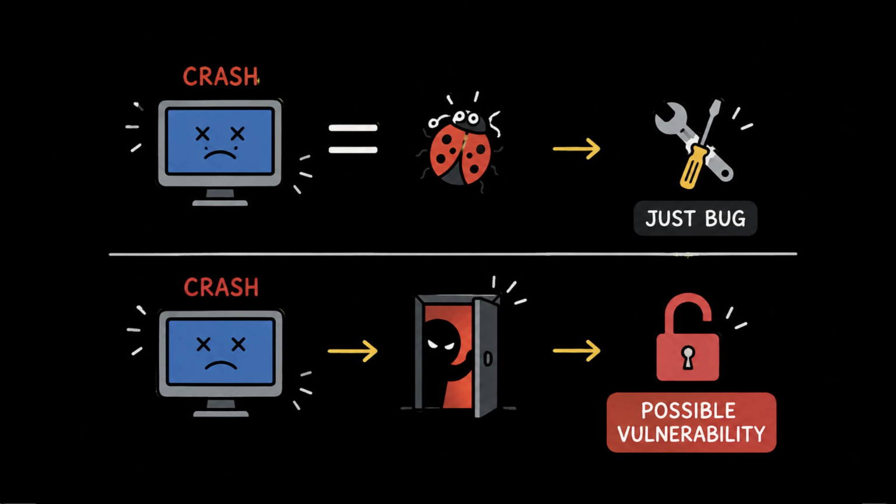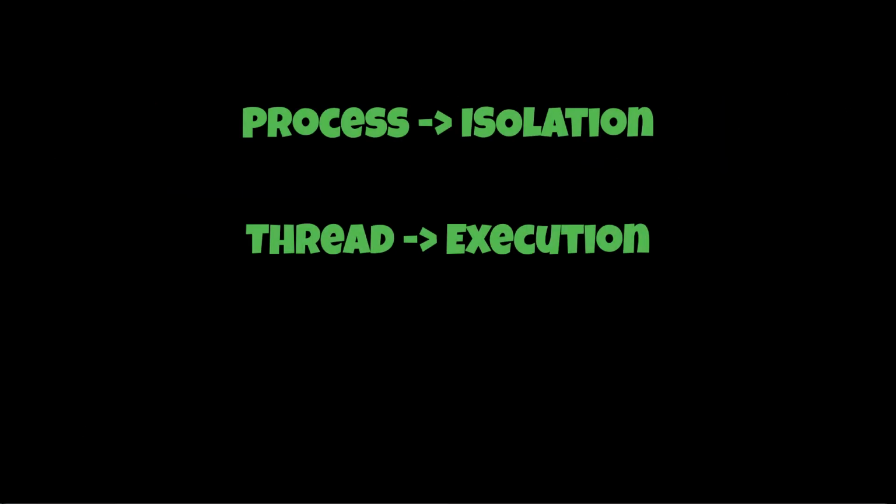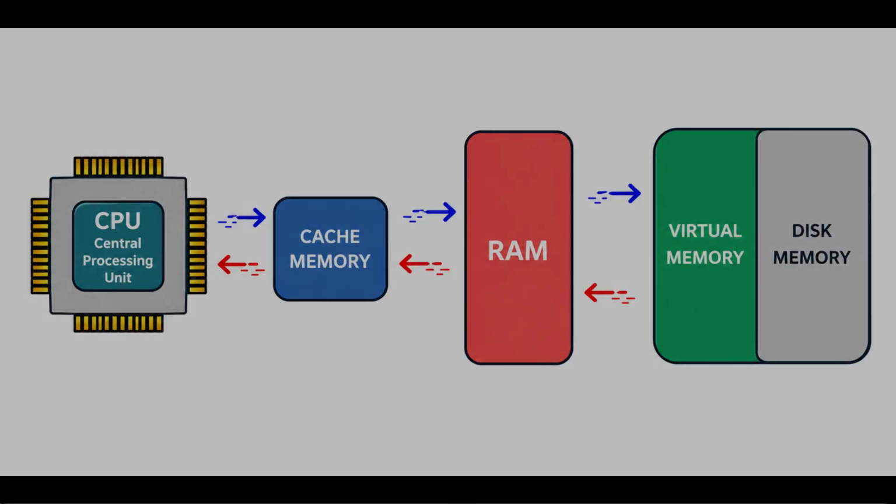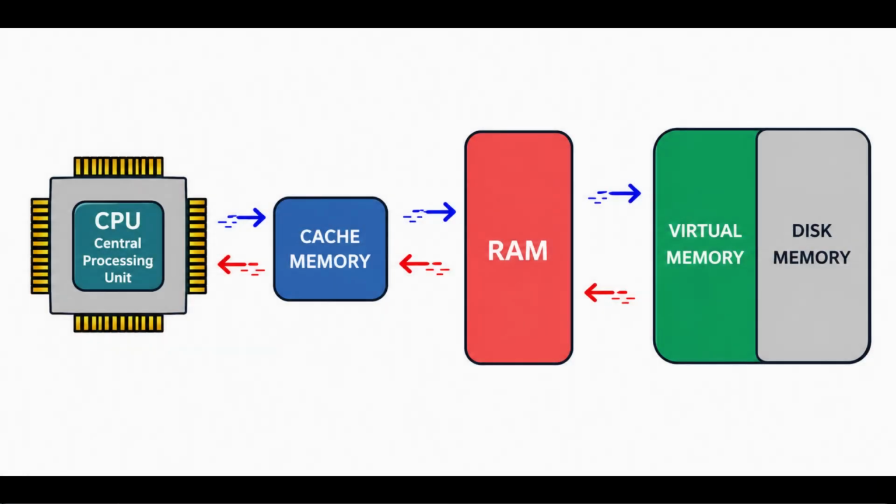So basically today we learned a process gives isolation and a thread gives execution. But shared memory introduces risk like race conditions. And these execution issues can become real vulnerabilities. In the next video, we will go deeper into memory, virtual memory, stack versus heap, and why buffer overflow exists. And this is where things get even more interesting.